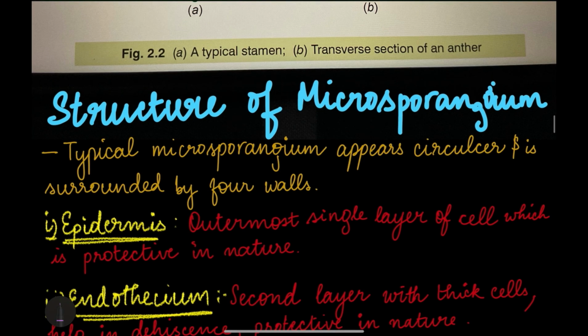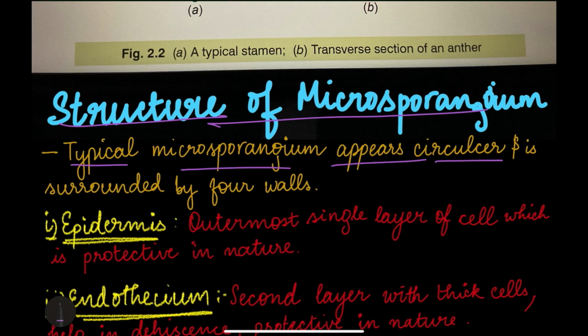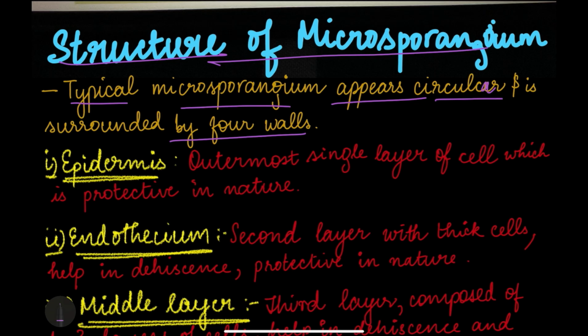Now let's see how. Structure of the microsporangium, a very important topic. A typical microsporangium may appear circular and is surrounded by four walls. Okay, there are four walls. Sometimes when I was a student, I used to get confused so much. Then I learned this technique: epi and meta are friends. Epi and meta are friends.